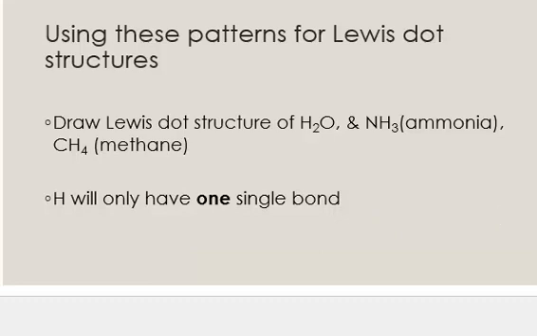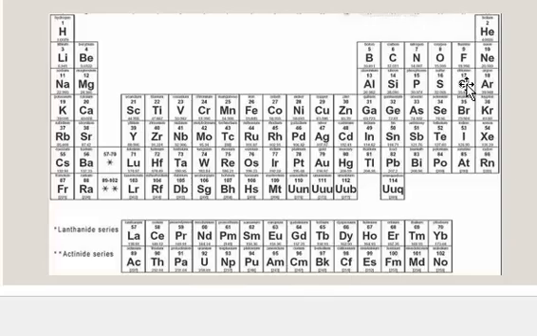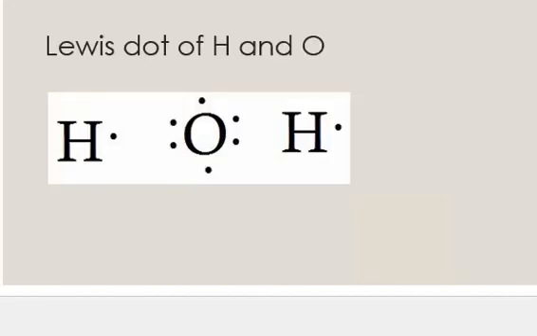Let's do the Lewis dot structure for water first. According to the periodic table, hydrogen has one valence electron, and oxygen in family 6A has 6 valence electrons. We start by drawing the Lewis dot structure of the atoms in the molecule. To draw the Lewis dot structure for oxygen, we add 1, 2, 3, 4, 5, 6 dots, and we see that 2 electrons are unpaired. Each hydrogen atom has an unpaired electron.